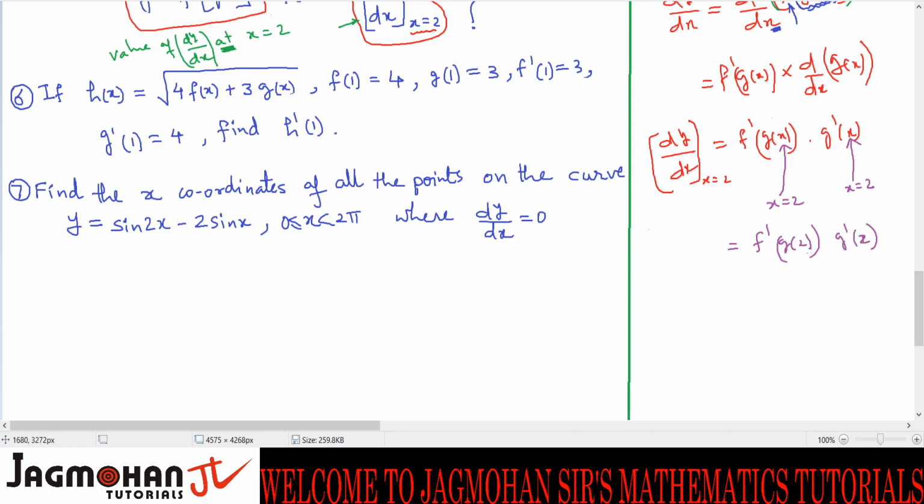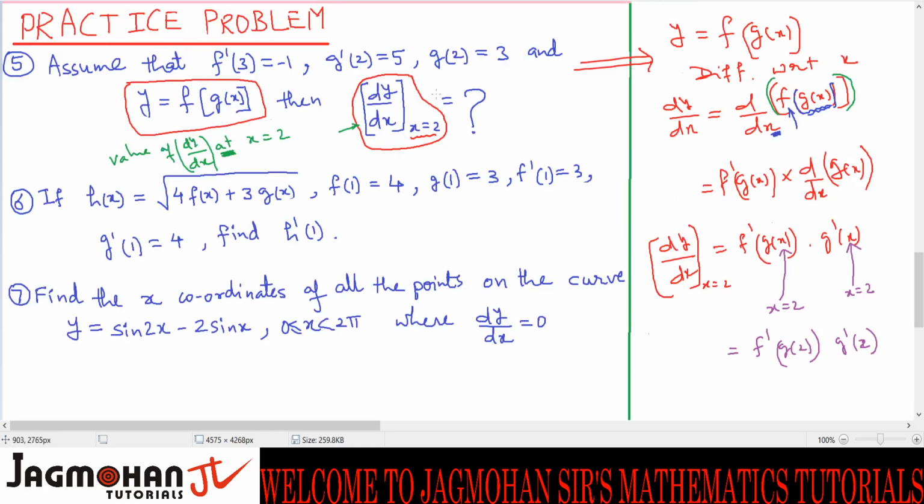These values, that is g of 2 and g dash 2, are given in the question. You will use these values here. So this will become f dash of g of 2, which is 3, and g dash 2 is 5. Then the next is f dash 3. The f dash 3 value is also given, it is -1, and then you can solve. So this is the way you have to solve this problem.